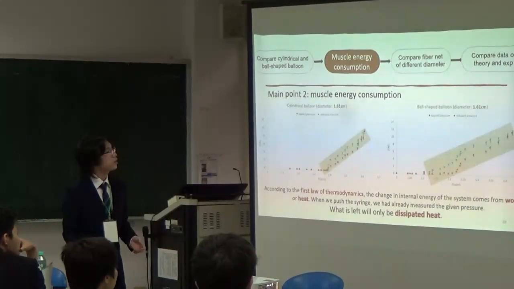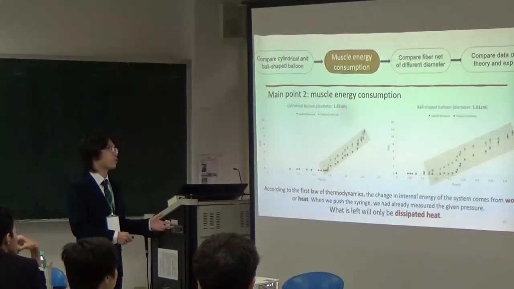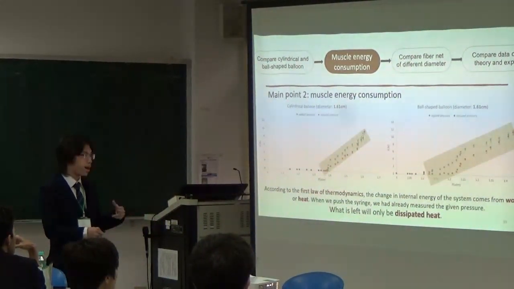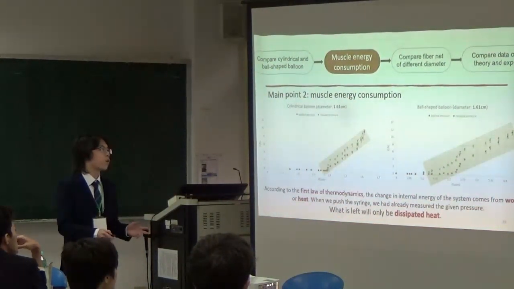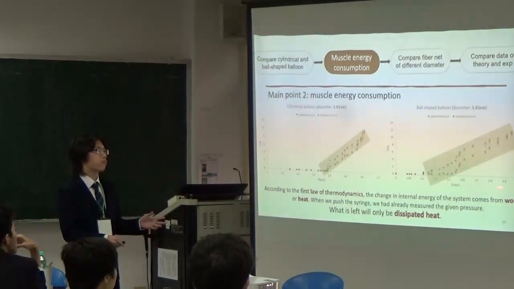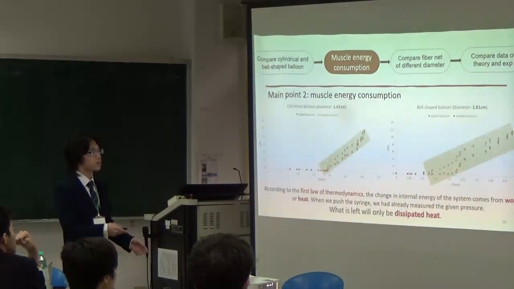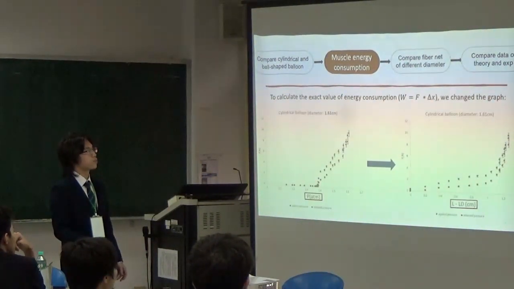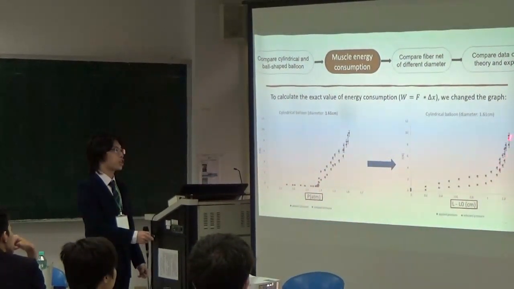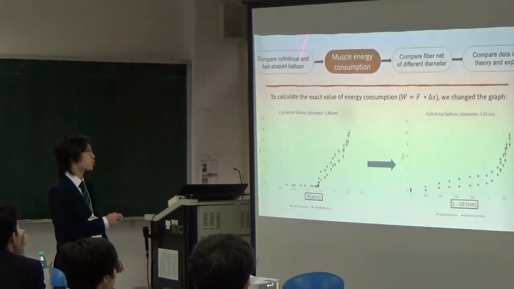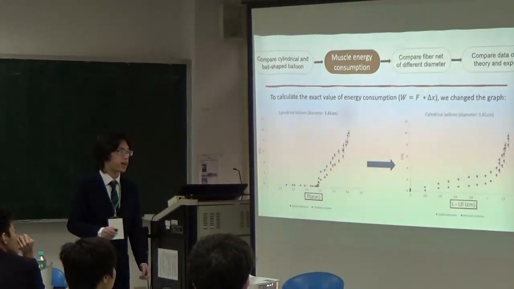The next is the discussion of muscle energy consumption. According to the first law of thermodynamics, the change in internal energy of the system comes from work or heat. When we push the syringe, we have the exact value of work, so what is left will only be the dissipated heat. We want to calculate the exact value of energy consumption, so we change the graph of the relationship of force and pressure into the relationship of force and delta x, which is L minus L0.